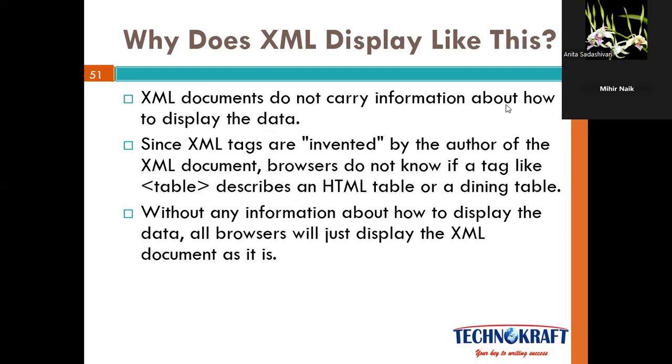XML tags do not carry information about how to display the data. Since the XML tags are invented by the author of the XML document, browsers do not know if a tag like table describes an HTML table or a dining table. Without any information about how to display the data, all browsers will just display the XML document as it is.